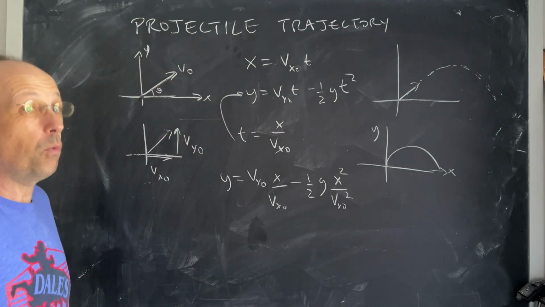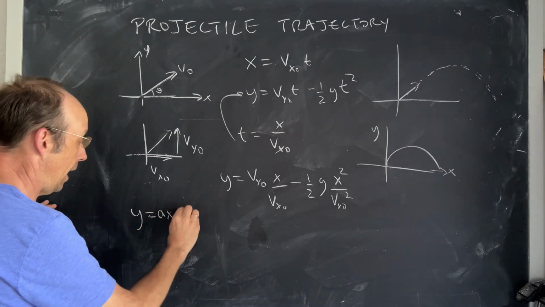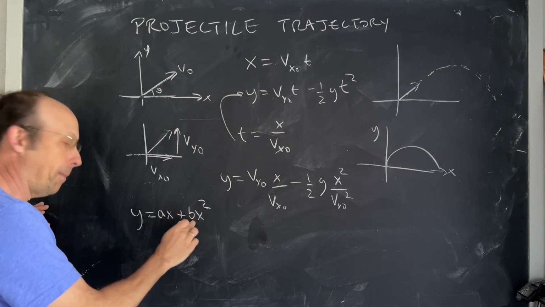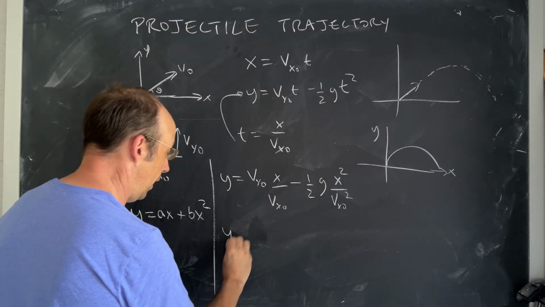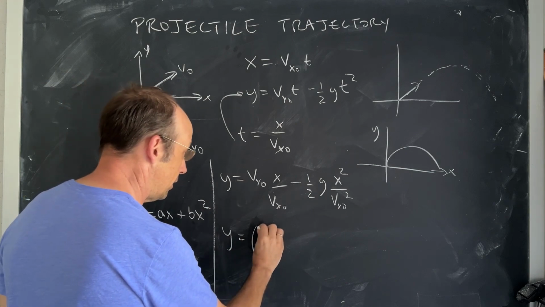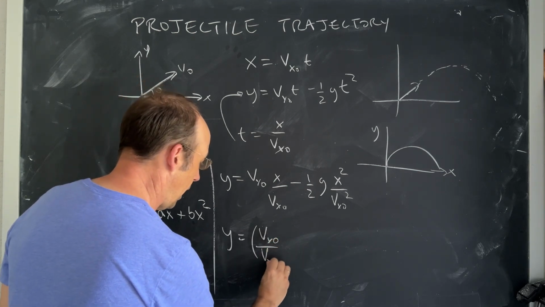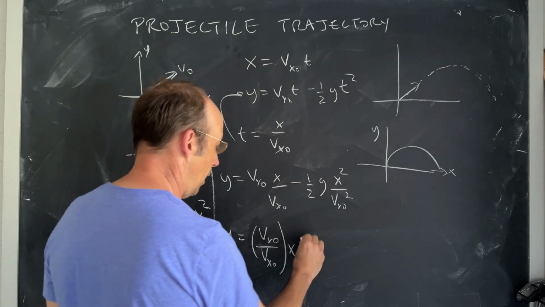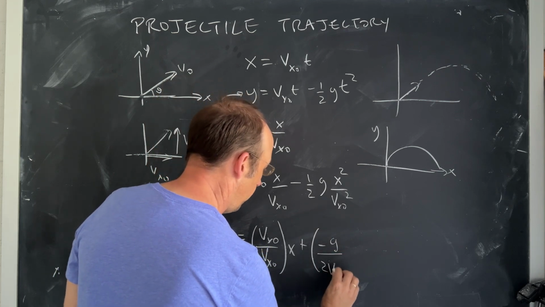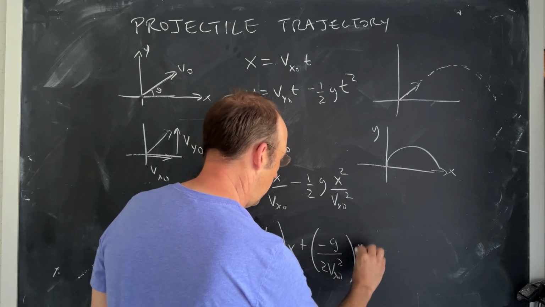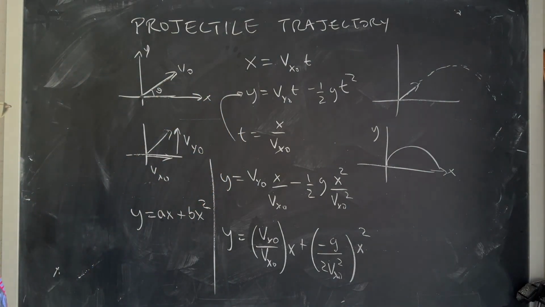So is that a parabola? Well, yeah, right? Because the equation for a parabola looks like this. y equals ax plus bx squared, where a and b are constants. So do we have it in that form? We do. Let's just rewrite this. y equals, I'm going to put the constants together, vy0 over vx0 times x, plus negative g over 2 vx0 squared times x squared. So that's my a term, that's my b term, so it is a parabola.